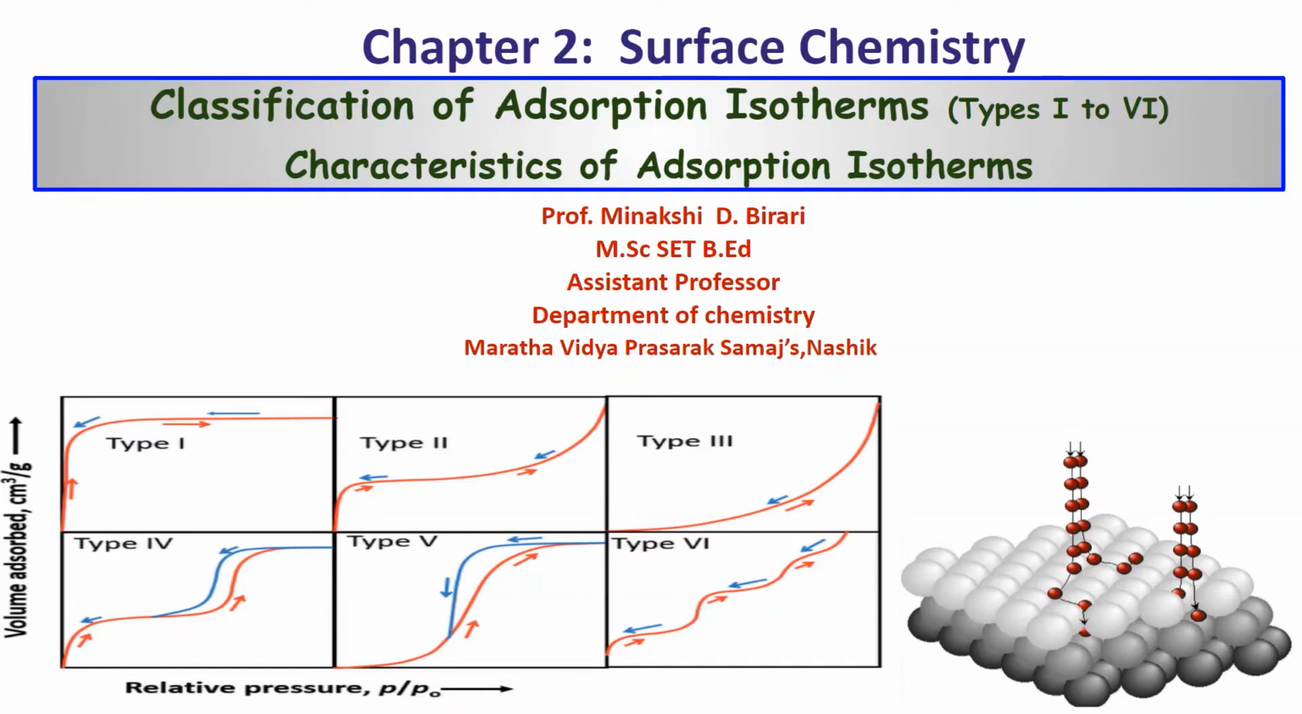Since a few lectures we are discussing the second chapter, that is surface chemistry. In previous lectures we have studied the Langmuir adsorption isotherm and the Freundlich adsorption isotherm. Now, in today's lecture, we are going to study the various adsorption isotherms given by Brunauer and also the 6 types of curves, their characteristics and examples.